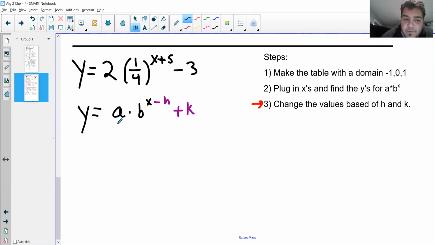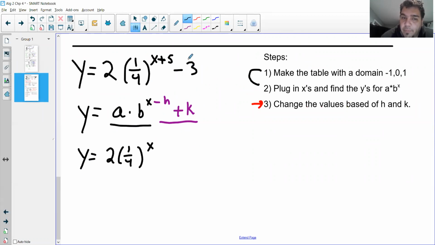Okay. So in black, that's our typical formula. That's what we're working with before. In purple is the new stuff, h and k. Now, in the first and second step, we're going to use the black part of it, which is we're going to find what the values are at 2 times 1 over 4 to the x power. We're going to ignore that purple part, which in this case will be the plus 5 and negative 3 for now. So we're going to do the same thing that we just did, literally on the last problem, just for these numbers.